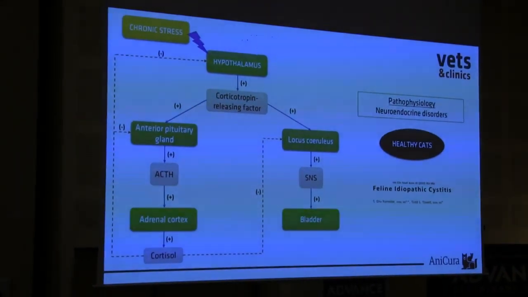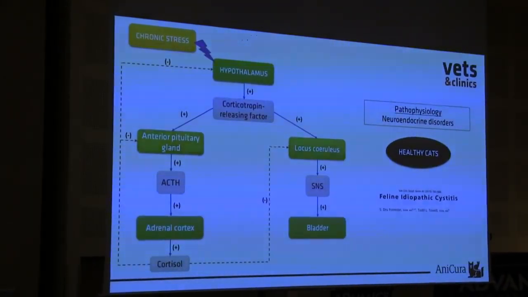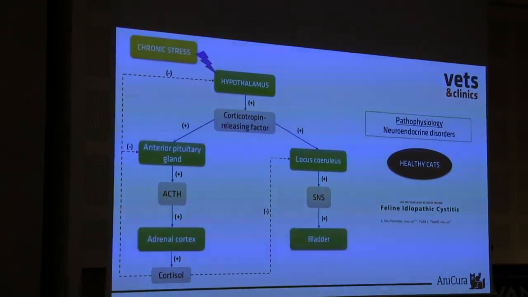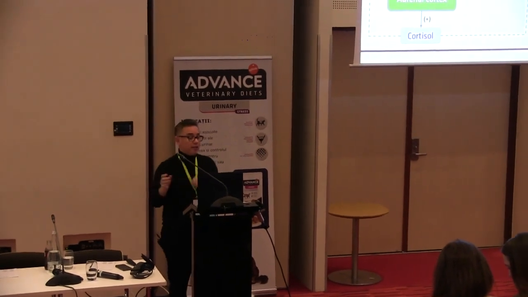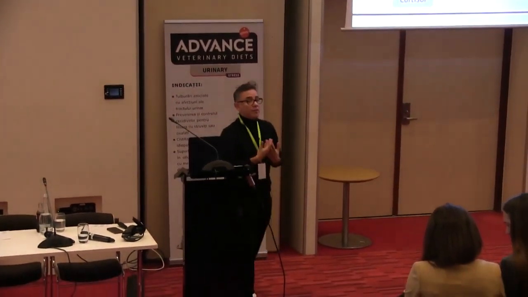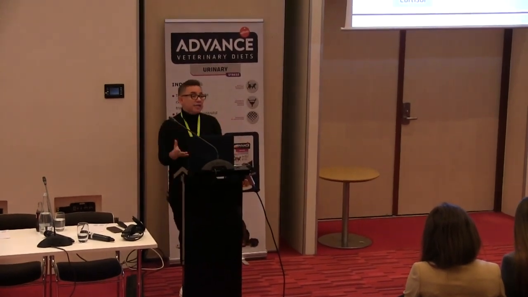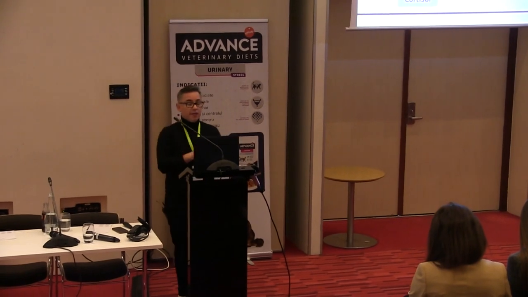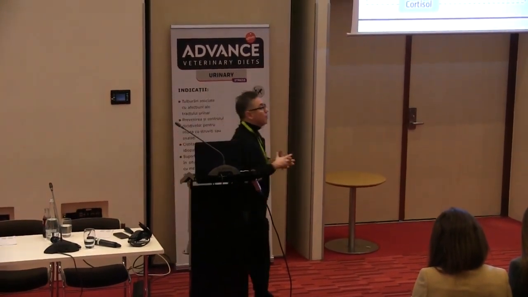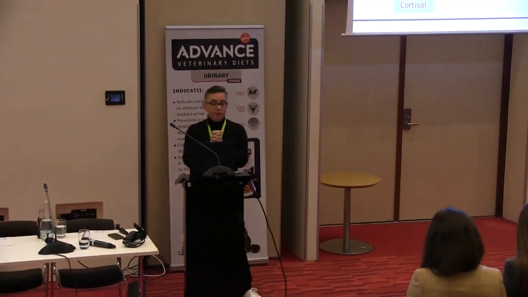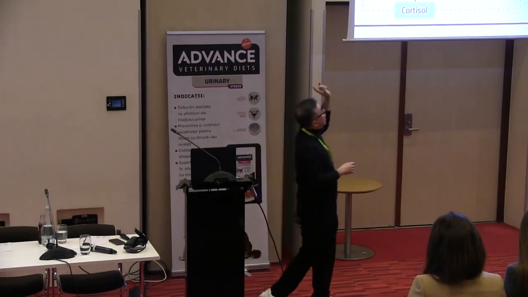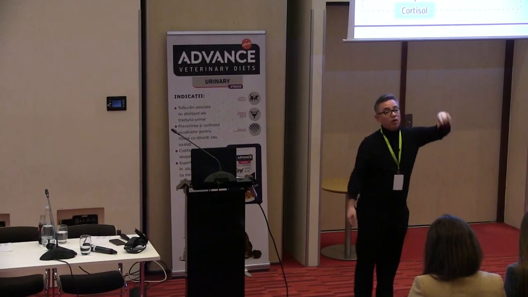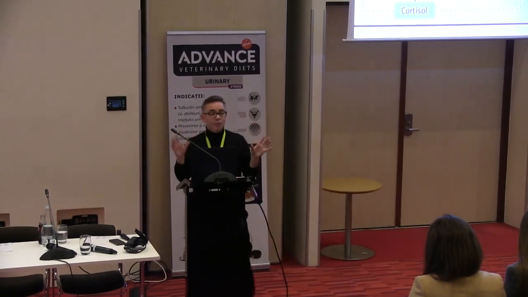And this cortisol exerts a negative feedback over the pituitary and the hypothalamus to try to calm down or decrease the stress response. The other way is in the locus coeruleus. The body produces norepinephrine and epinephrine, and this can activate the sympathetic nervous system, which stimulates the bladder and can even increase the permeability of the bladder. The cortisol that the body produces in the cat can exert a negative feedback over the locus coeruleus. That's what happens in a normal cat.